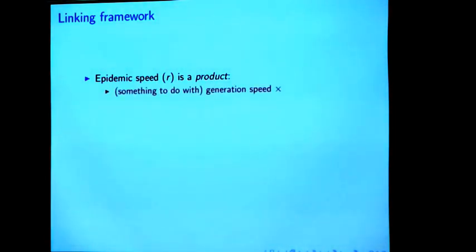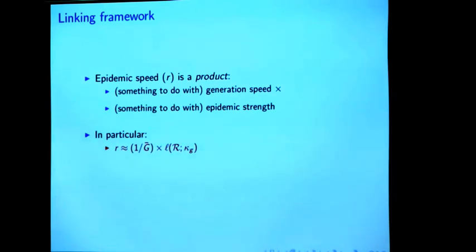And so we can go back to the linking framework and again write little r as a product. Now we have the thing that we want over here, 1 over g hat, our estimate of the epidemic speed. But now we need this slightly complicated, I guess we can call it a generalized logarithm, to figure out what we mean by something to do with epidemic strength.